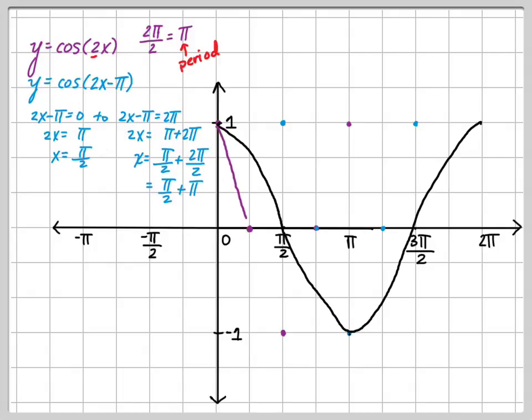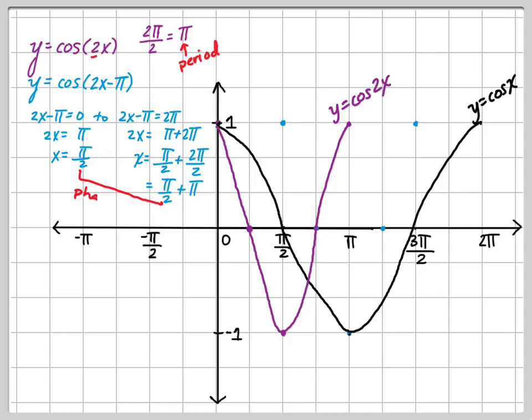So I've already plotted my points to help myself out. So this is the graph of y equals cosine of 2x, versus the graph of y equals cosine of x. Now, if we want to graph y equals cosine of 2x minus pi, what's happening? What does this phase shift do? So I've shown you the work here, and what's happening is that we get a phase shift of pi over 2. And once again, we get a period of pi.